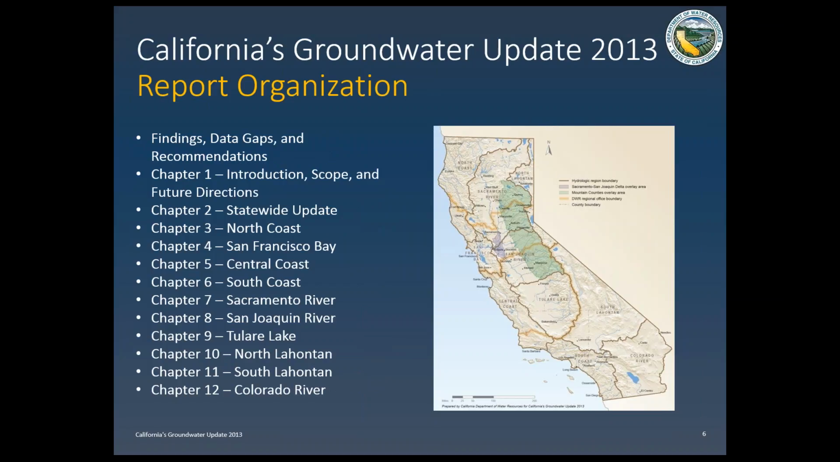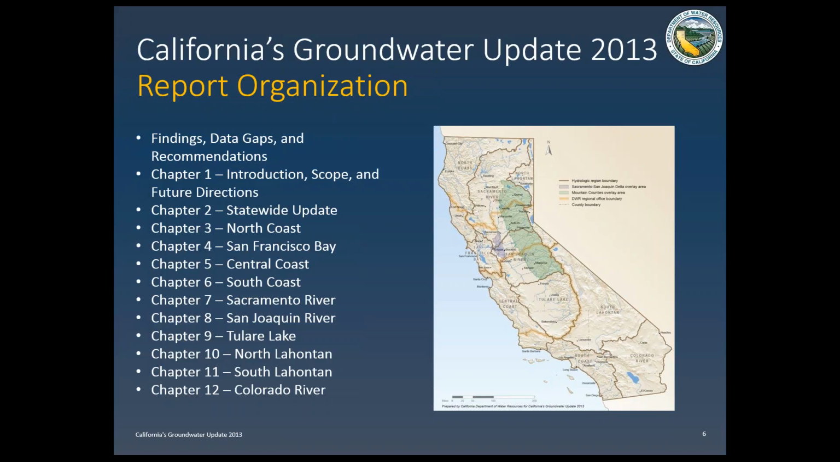We set up the groundwater update in a very easy and simple to follow organization. One section was called the findings, gaps, and recommendations. The second was the scope and future directions. Chapter 2, which you've already heard from, is the statewide update. And then we had individual chapters for each of the different hydrologic regions.